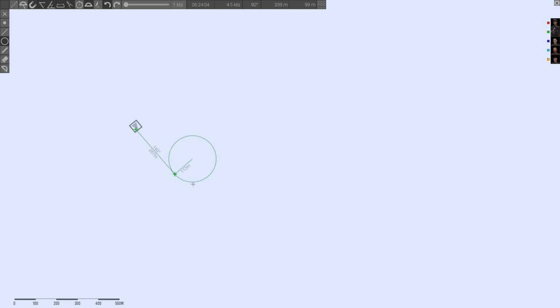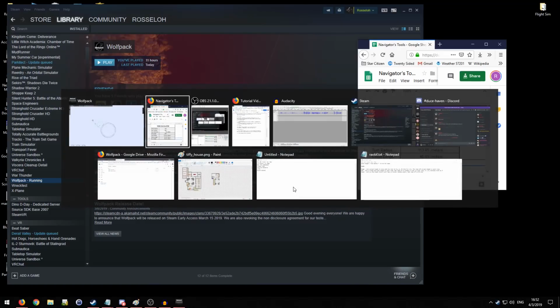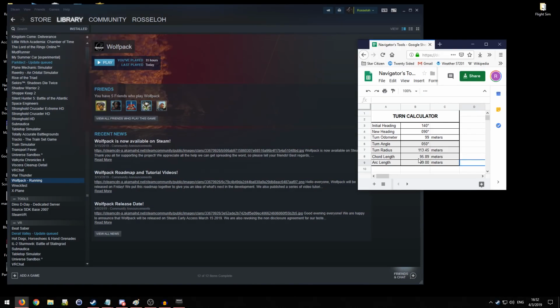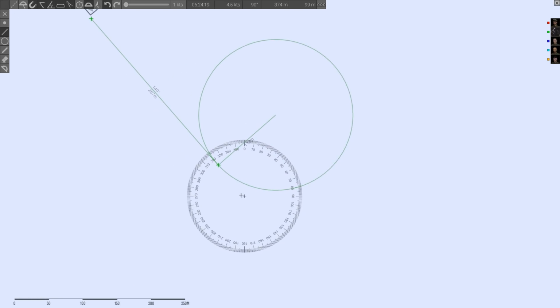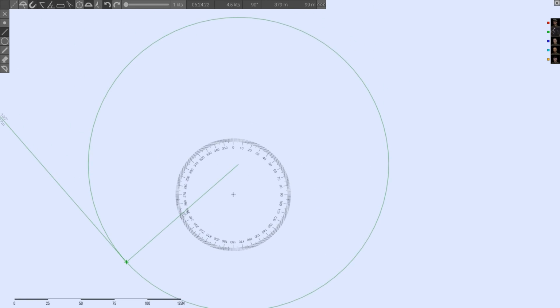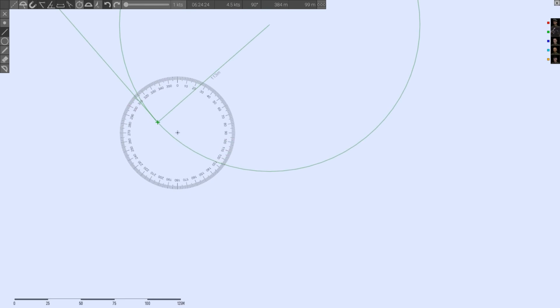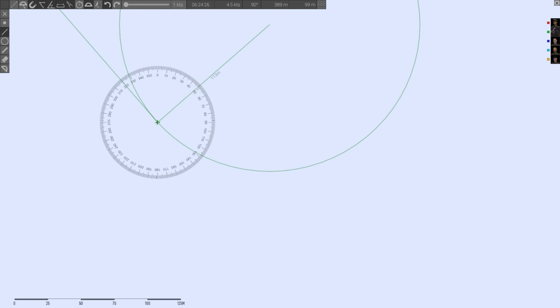Now we turned to 90 degrees, so I can already see it's going to be something like that. But we've got the chord, so let's do it more accurately. The chord length was 95.89 meters. This is a small turn. It gets a lot more intricate when you're actually doing large turns. So 95.89.